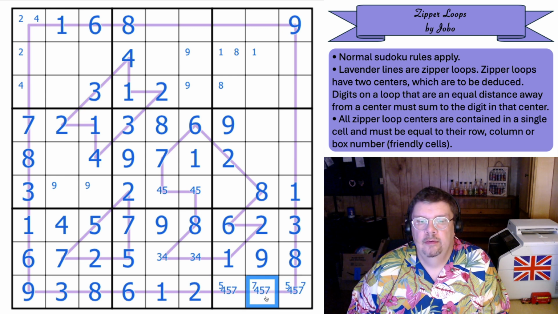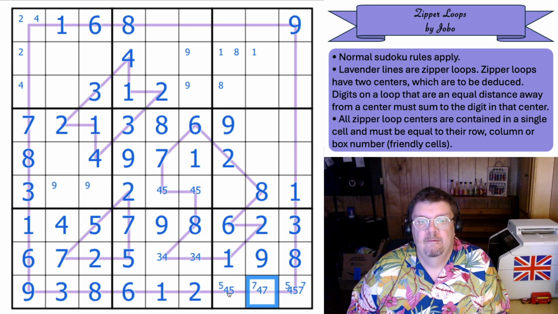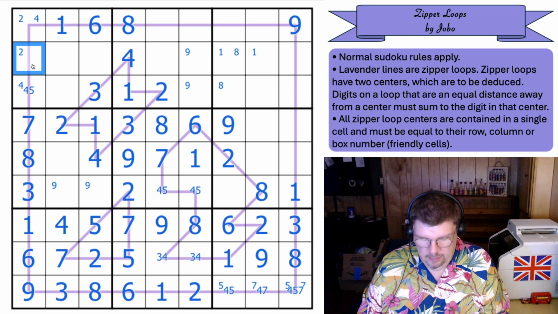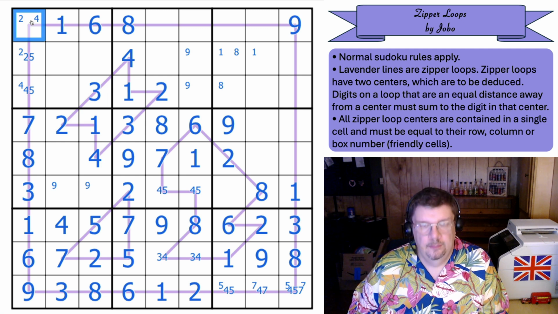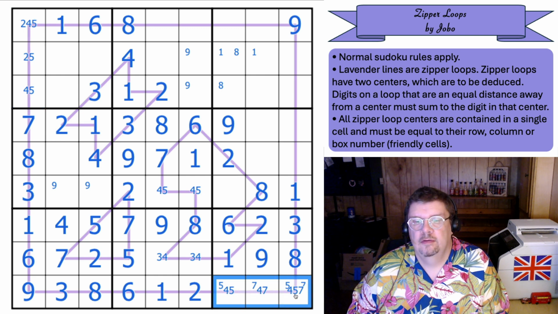And then we know that that's not a 7 and that's not a 5. So that there means that is 4 or 5. This is 5 or 2. This is 4, 5 or 2. We can remove our corner marks. All right.